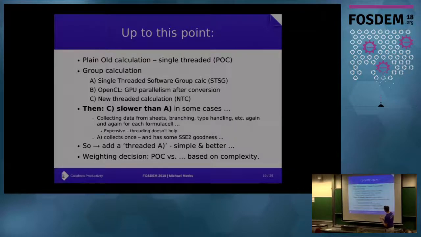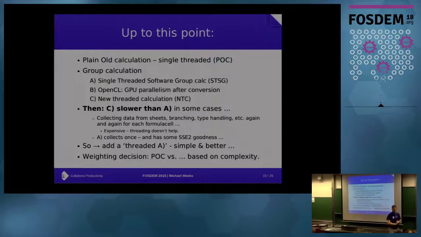So to this point then we have had 4 sets of calculations. We could do a plain old calculation, single-threaded. We could have the software group threaded, single-threaded calculation. So again, aggregate stuff in matrix, calculate. We have the OpenCL thing, and now we have the new threaded calculation. Look at all these nice acronyms I've added.